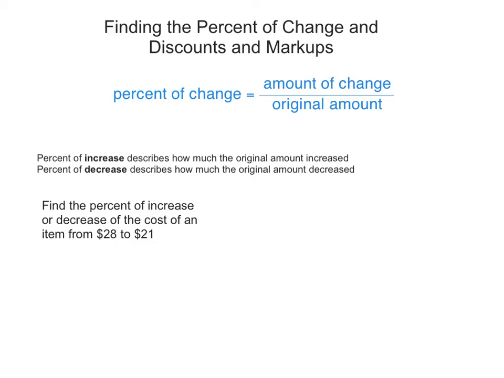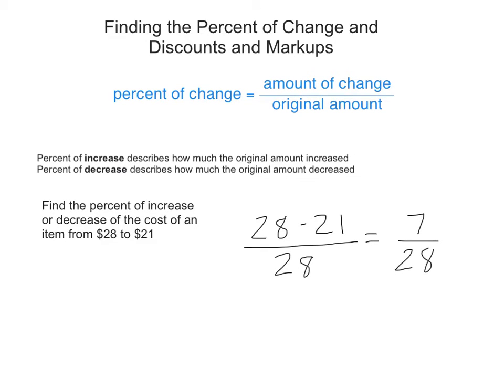So the amount of change, or the difference in the amount, is basically 28 minus 21, over, or divided by, the original amount, which would be 28. So let's simplify this. 28 minus 21 is 7, divided by 28. Before solving anything, you always want to try to simplify. It will make life a lot easier when you deal with mathematics.